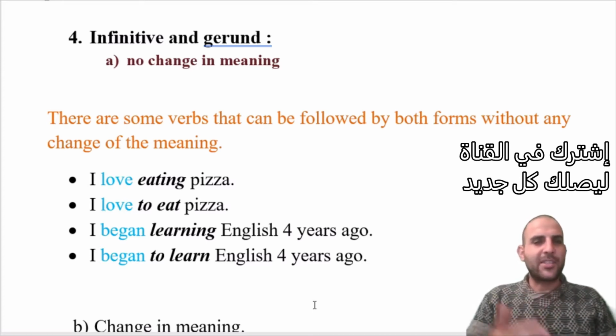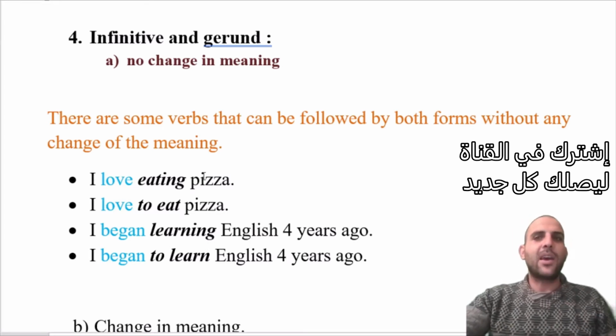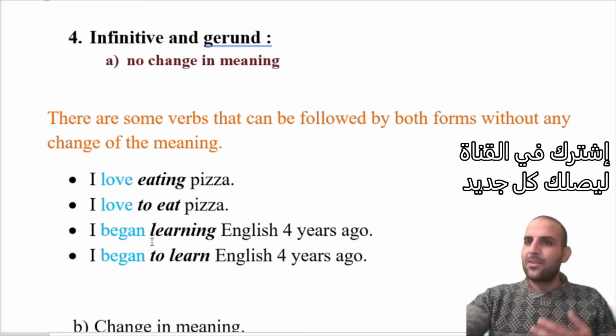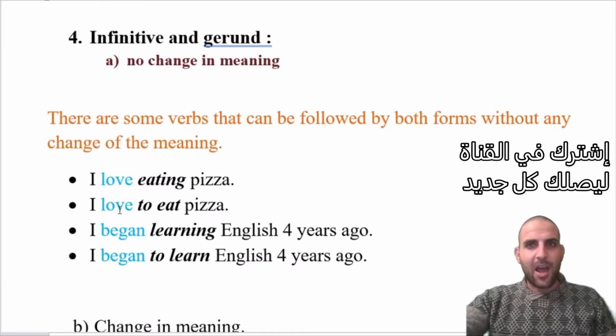Okay? So for example, love, we can use it: I love eating pizza, or you can say I love to eat pizza. It's the same. No change in meaning, right? The same goes for number 4 and 3. I began learning English 4 years ago. I began to learn English 4 years ago. The same. So the verbs love and begin can be used with both forms, gerund or infinitive.